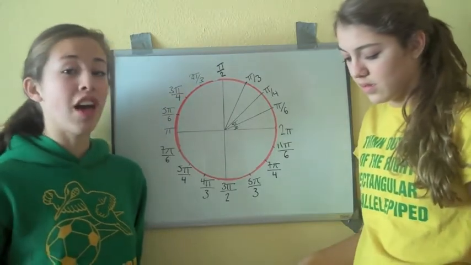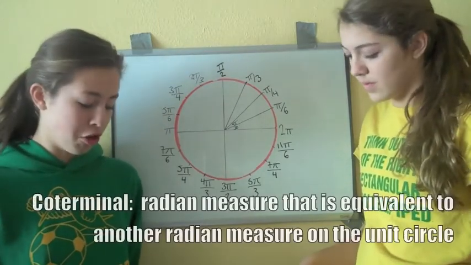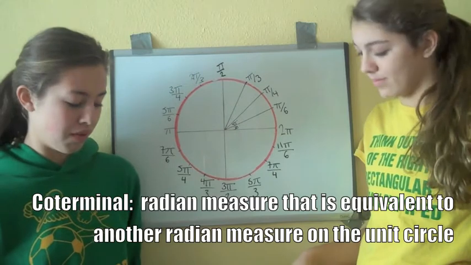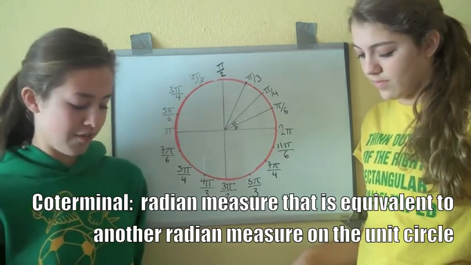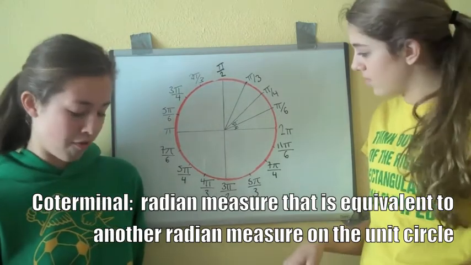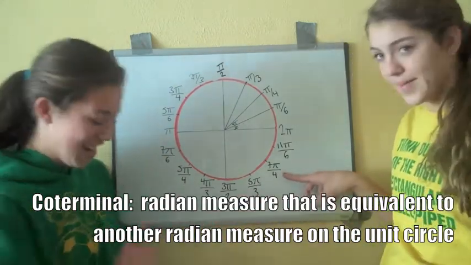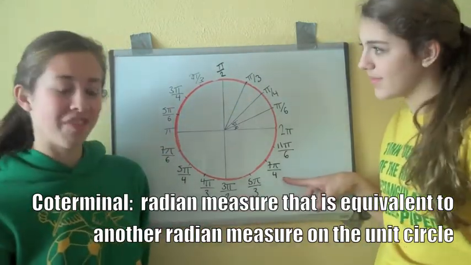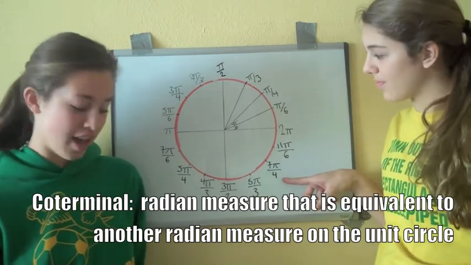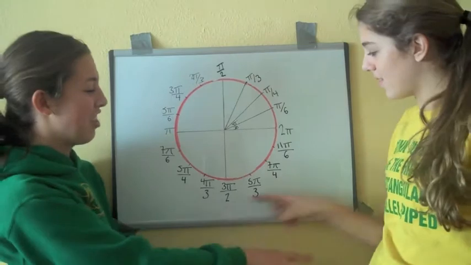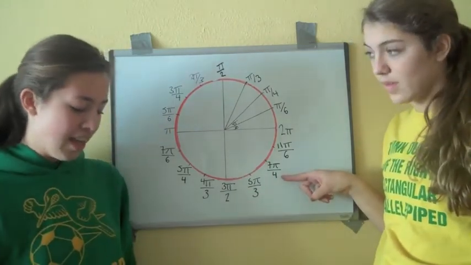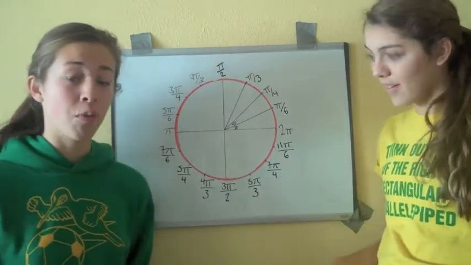Exactly. So that also goes into coterminals. A coterminal is a radian measure that is equivalent to another radian on the unit circle. For example, if you're trying to find the coterminal of 7 pi over 4, which is right here, you continue counting until you reach the spot again. You go all the way around, and that equals 15 pi over 4, which is the coterminal.